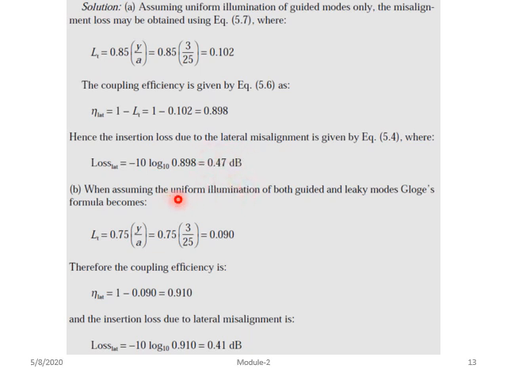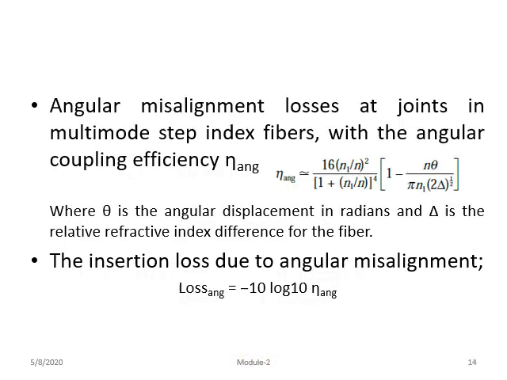If suppose I used uniform illumination for both guided and leaky modes, then the formula is going to be changed to 0.75 y by a. Instead of 0.85 we will have 0.75. So simplification, in terms of the same condition as we did earlier, we'll get 0.41 dB as the total loss. So if I consider leaky modes, then the loss can be reduced with respect to the graded index fiber.